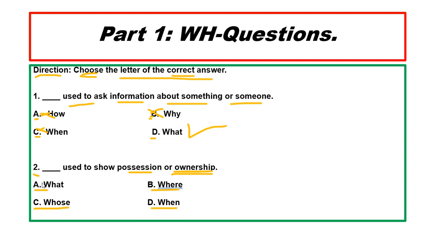If you remember, what is used to ask information about something or someone, so it's not what. Where, for example, where are you going? Where do you come from? Where do you live? That is asking about the location or place, so it's not. How about when? When is asking for the time. When do you go to school, when do you wake up in the morning? I wake up in the morning at 6 a.m. So when asks about date and time.